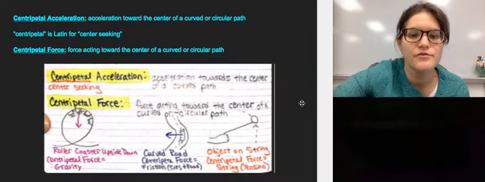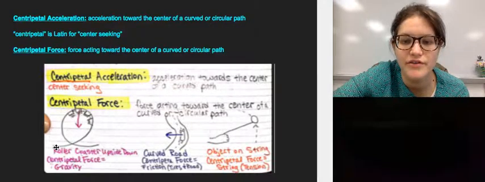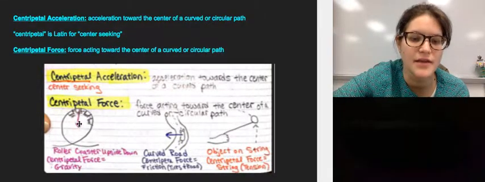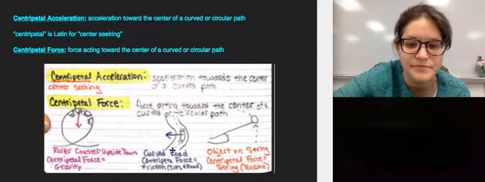For centripetal force, we're going to look at these three examples here. These are different curved paths. On a roller coaster, when you do a loop upside down, what's pushing it towards the center at the start is actually the track. Once it gets all the way to the top, gravity is what's pushing it in towards the center. And then as it comes back down, it becomes the track again.